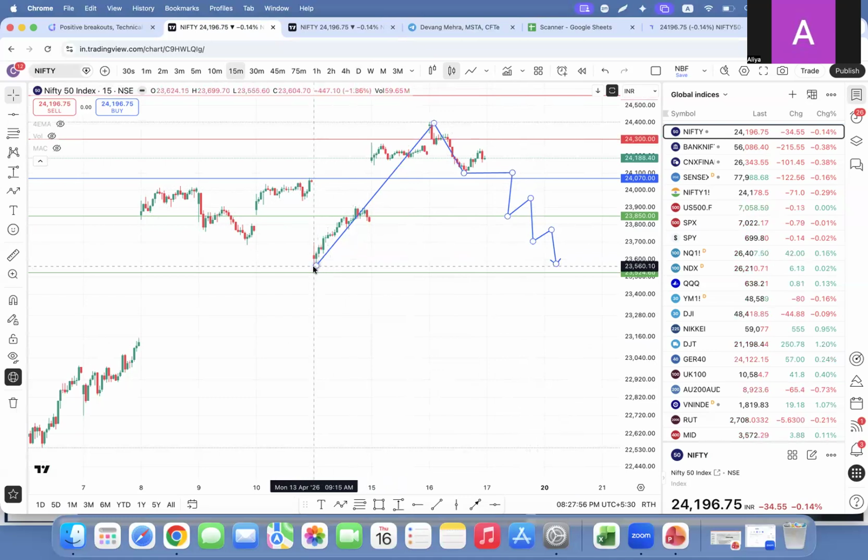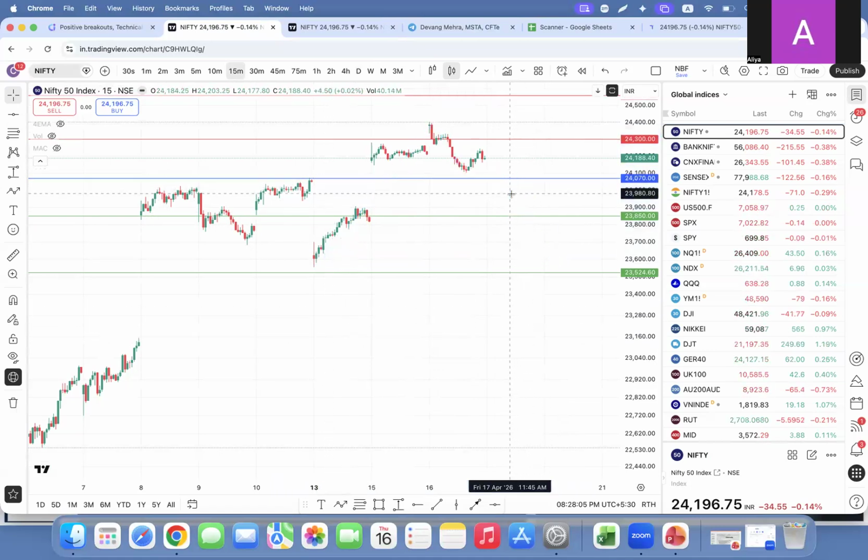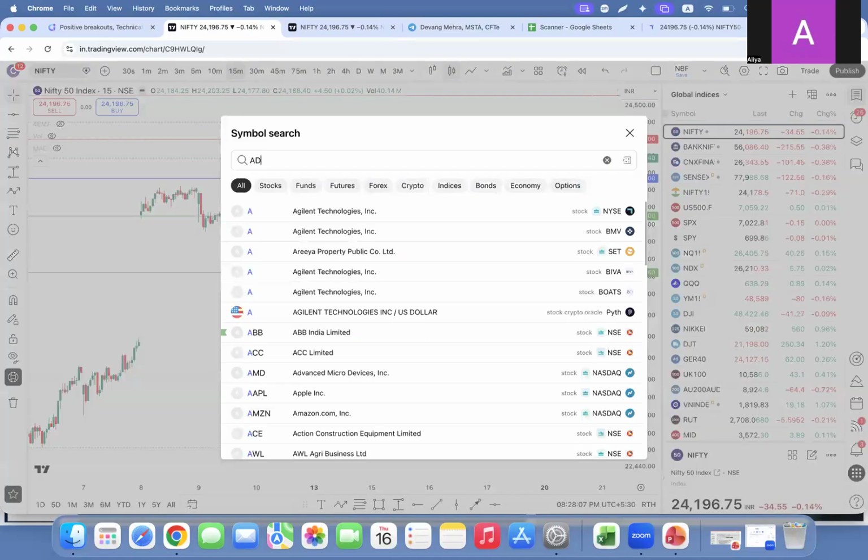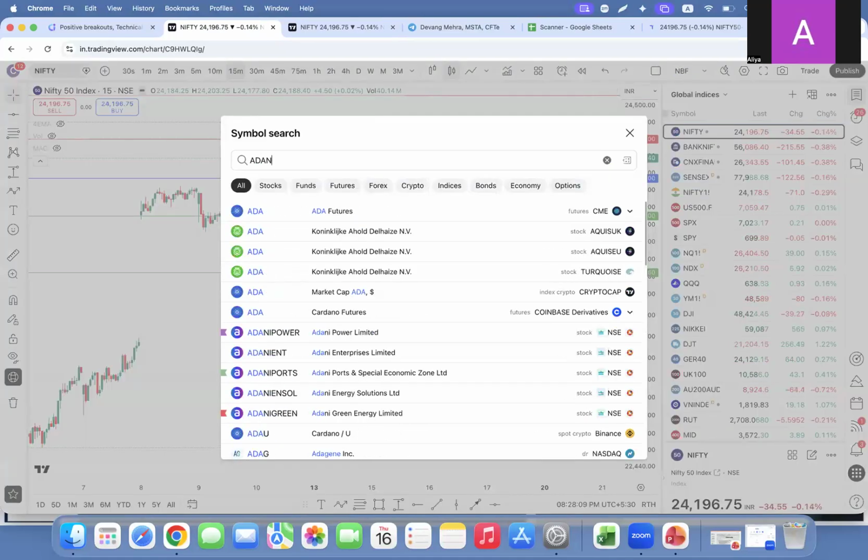Once this level breaks, 23,560, then you can plan for the targets of 23,160. So this is my view on Nifty. And regarding stocks, Adani Power, I have already posted about.